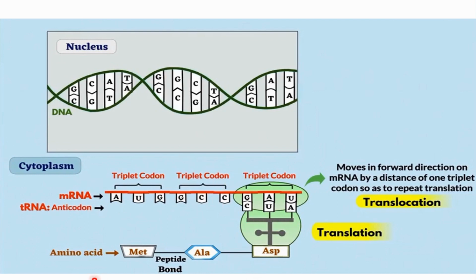So this amino acid moves in the forward direction on the mRNA by a distance of one triplet codon, in triplets, from here to here, from here to here. This will be the movement in the forward direction, and that is known as translocation. The transformation of the information is known as translation. Here mRNA transcription, then translation, then movement is known as translocation.